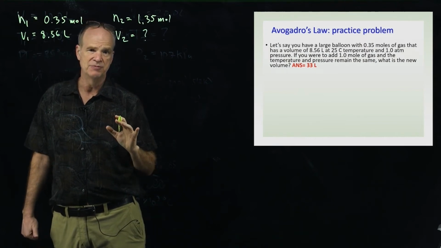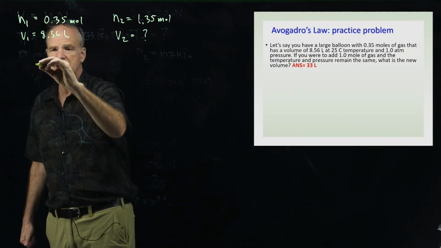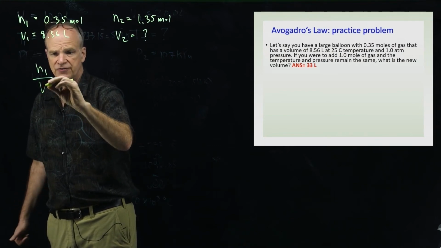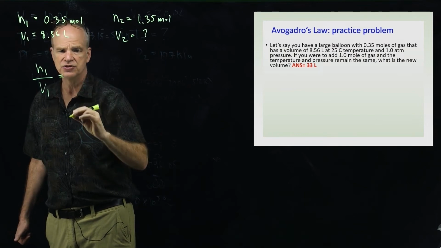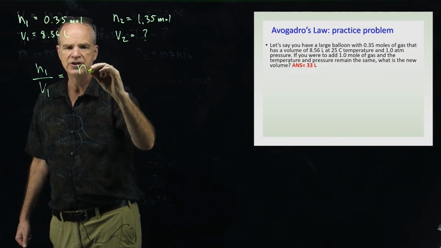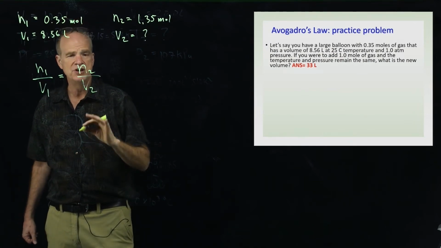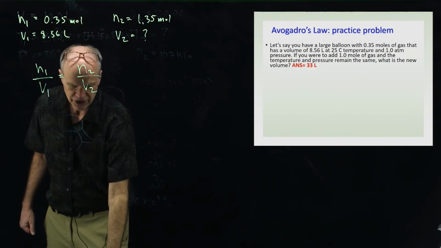And that relationship is Avogadro's law. So we again know that the moles of a gas at initial condition divided by the volume of the gas at that initial condition is going to be equal to the moles of the gas at the final condition divided by the volume at the final condition. And so what you can do is solve this equation for V2.